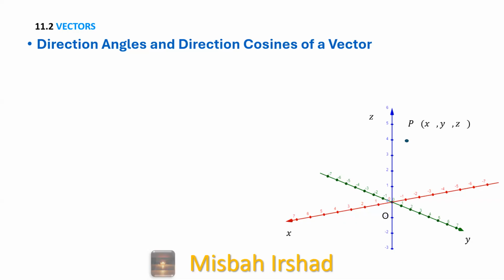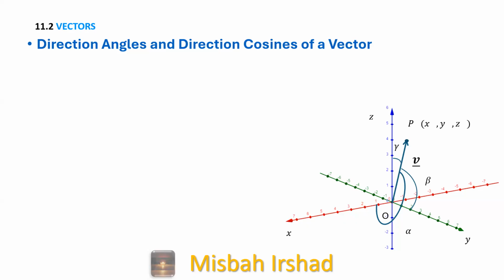Now, if we have a vector OP with the components x, y, z, and let this vector make an angle with the x-axis equal to alpha, with the y-axis its angle is beta, and it makes an angle gamma with the z-axis, then the cosines of all these angles are called direction cosines of the vector. And these angles are called direction angles of this vector.